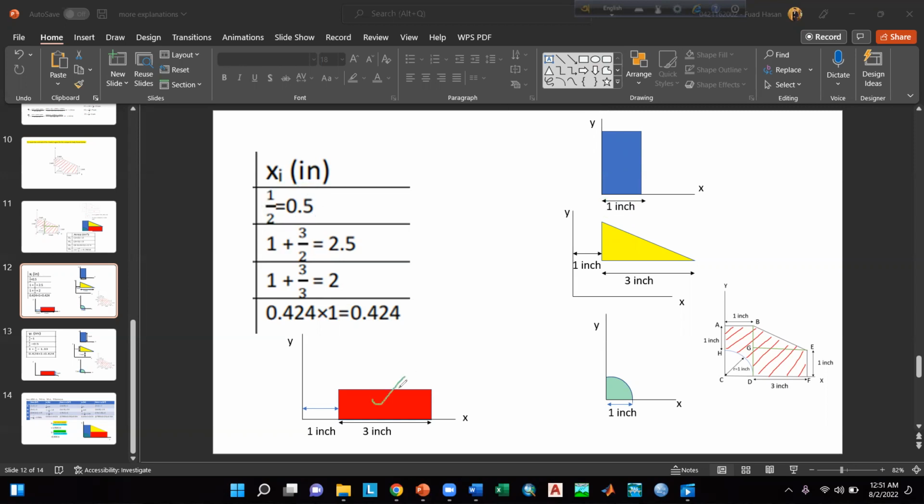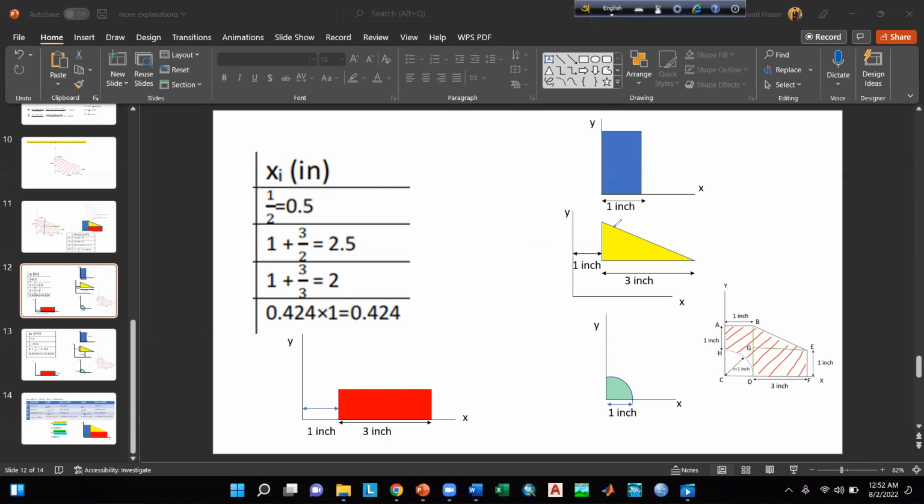Now what is the centroidal distance for A2? As you can see, the area A2 is located at a distance of 1 inch from the y-axis. So what will be the overall distance for this centroid? It will be equal to 1 plus b by 2. Here b is equal to 3 inch. So the final result will be equal to 2.5 inch. So if it is our centroid, 2.5 inch will represent the distance from this y-axis.